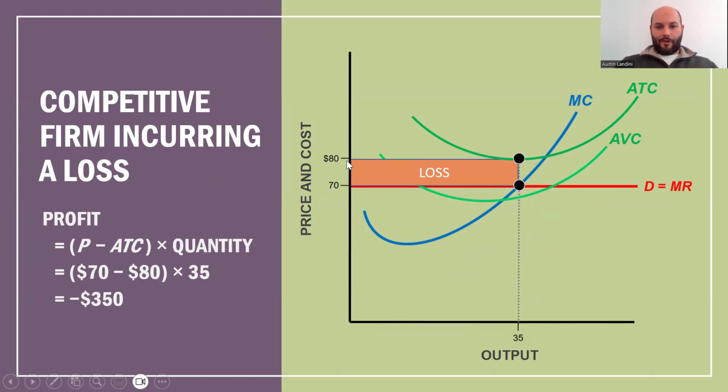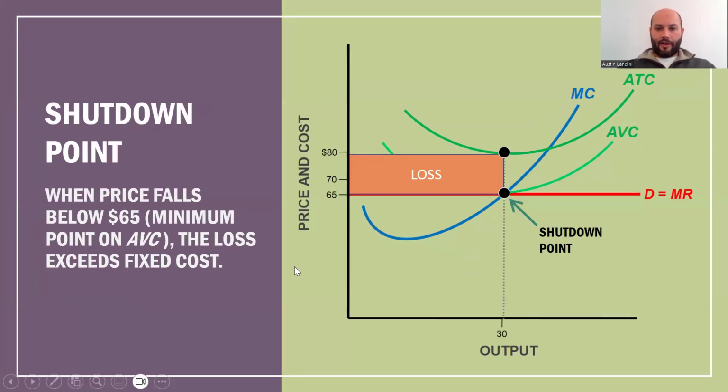And we would want to figure out, is this firm better off producing at a loss or shutting down and producing quantity equals zero? If it produces quantity equals zero, remember it still has to pay the fixed costs, but that still could be better than producing at a per unit loss.